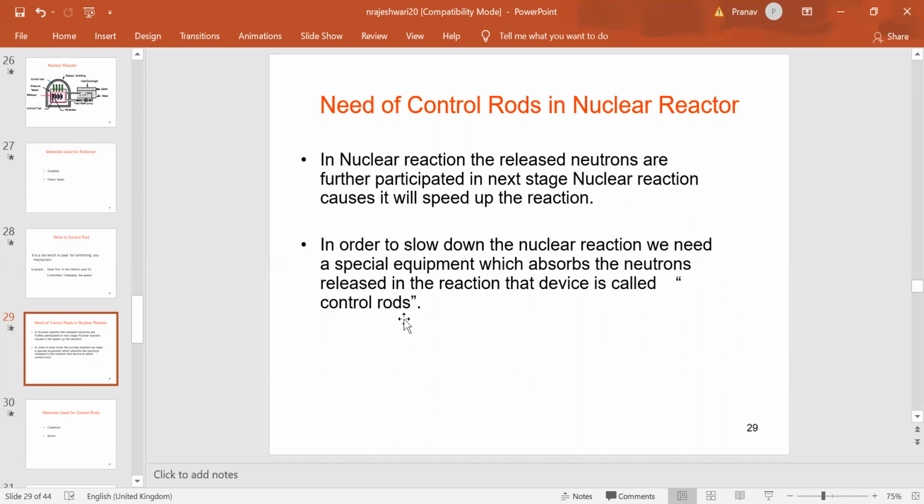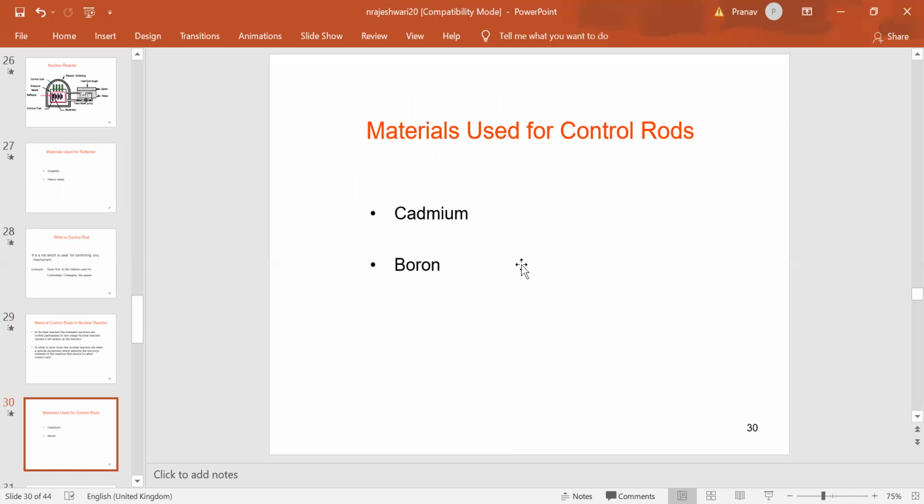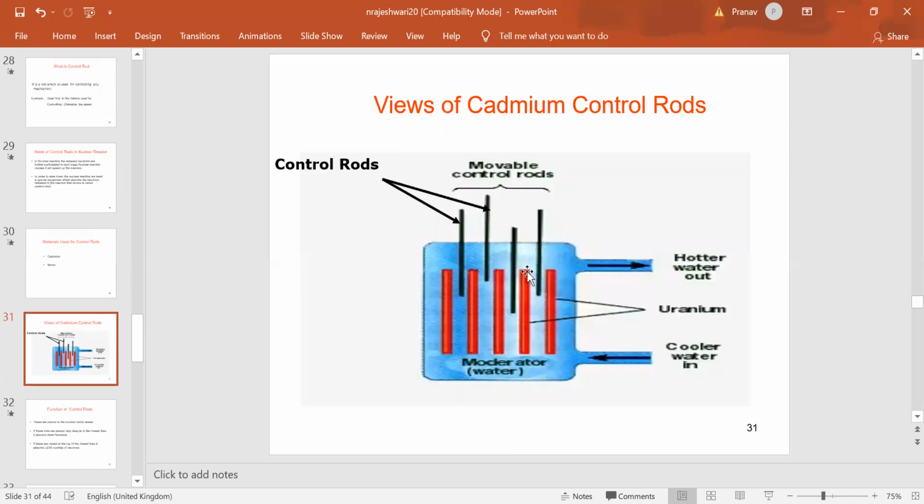The materials used for control rods are carbon and boron. And these are the control rods which are used in nuclear reactors. Here we have uranium, water as a moderator, and these are the movable control rods. This is hot water out and cool water in. And these are cadmium control rods.